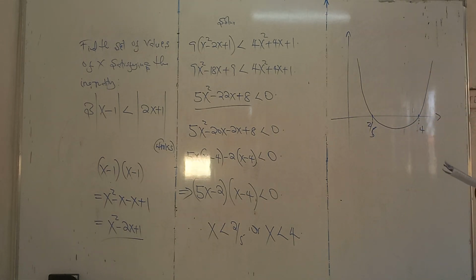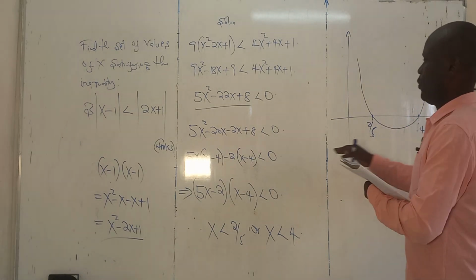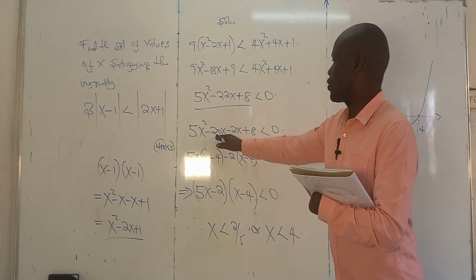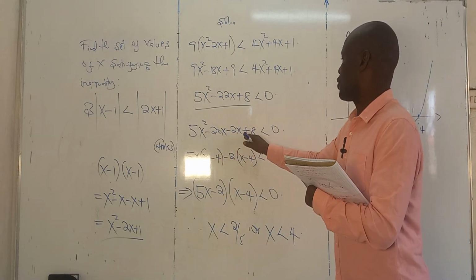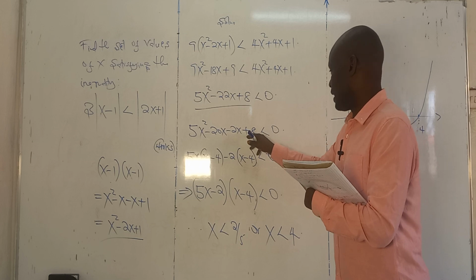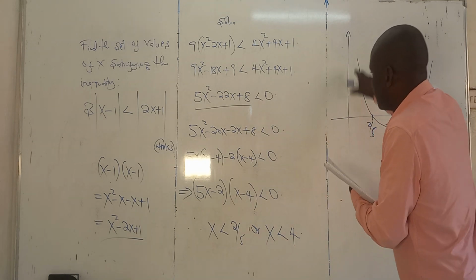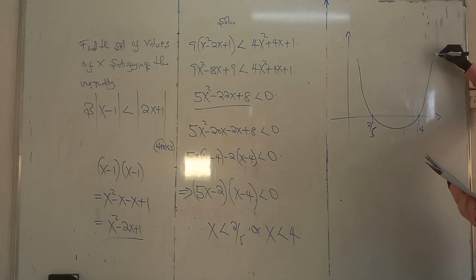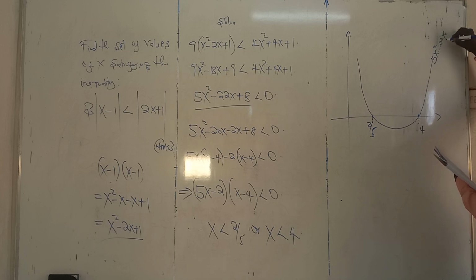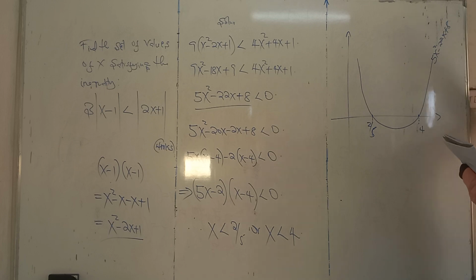So if this is a curve, and we are given the condition that 5x squared minus 22x plus 8 should be less than 0. It means the whole, because this is the function. The function is this, 5x squared minus 22x plus 8. That's the function.